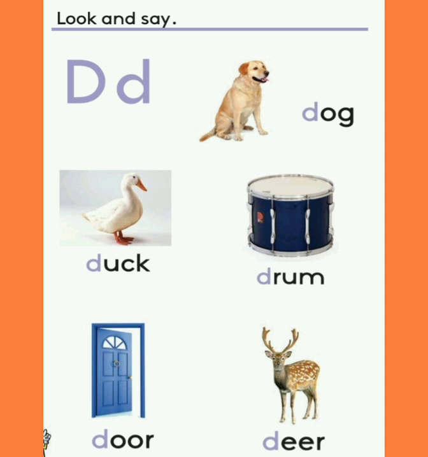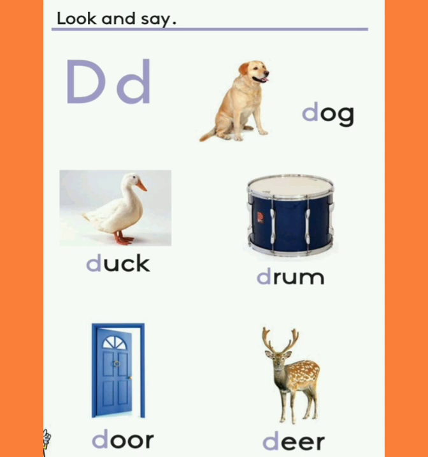Okay, look and say. They have given the capital D and simple D and a few words. Okay, there are 5 words given starting with capital D. Okay, so what are the words given? The first one is a dog. How do you pronounce it? Dog, D-O-G. Then the second picture is a duck, D-U-C-K.